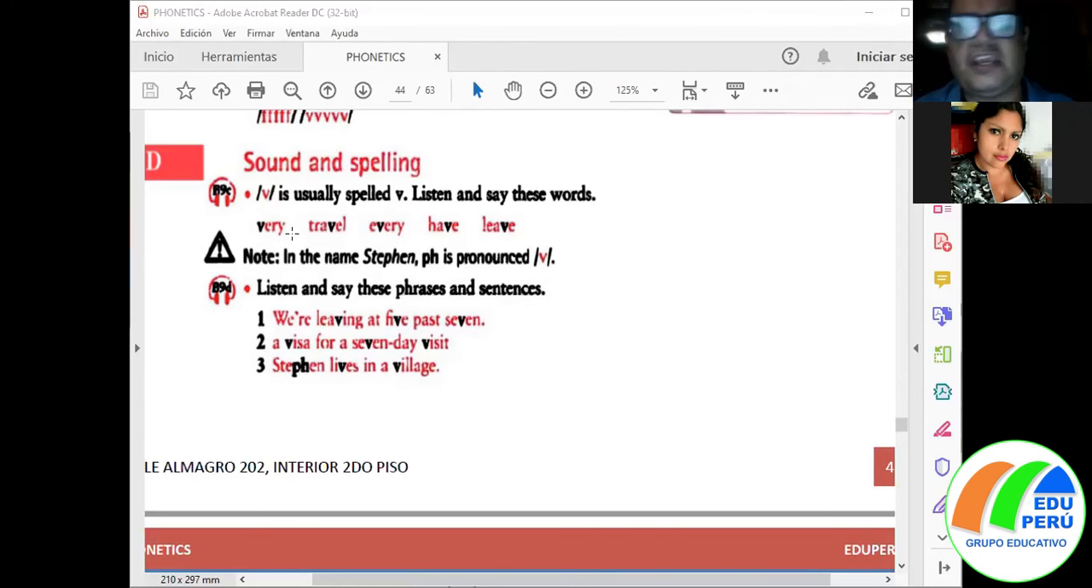Okay, so we have these two fricative sounds. Remember, these are labiodental fricative sounds. One is voiceless, the other is voiced.